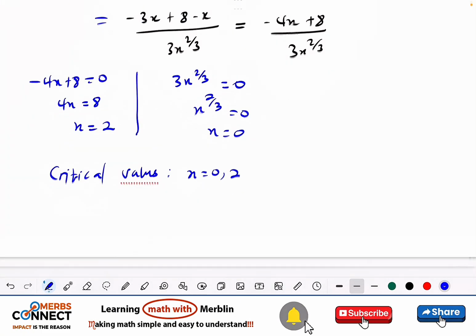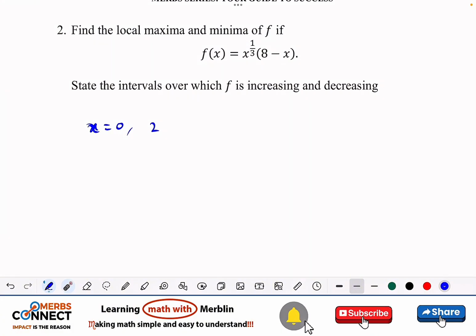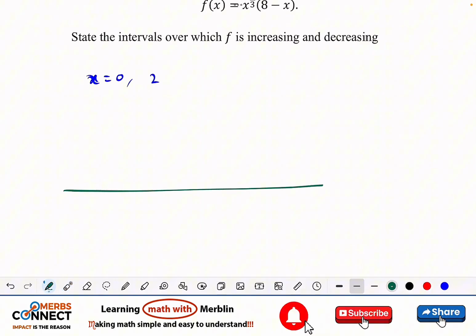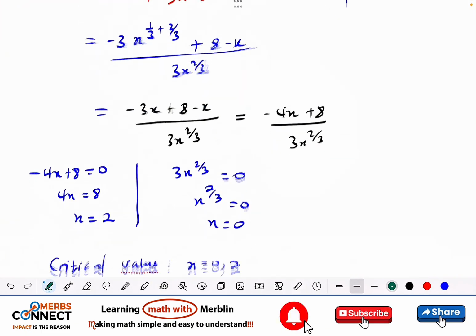Is that right? No, it's equal to 2. So these are the critical numbers. Now for us to talk about local maximum and minimum, we need to use a sign chart. So let's use a sign chart. We are going to have something like this, and we are going to put our critical numbers on it, 0 and 2.